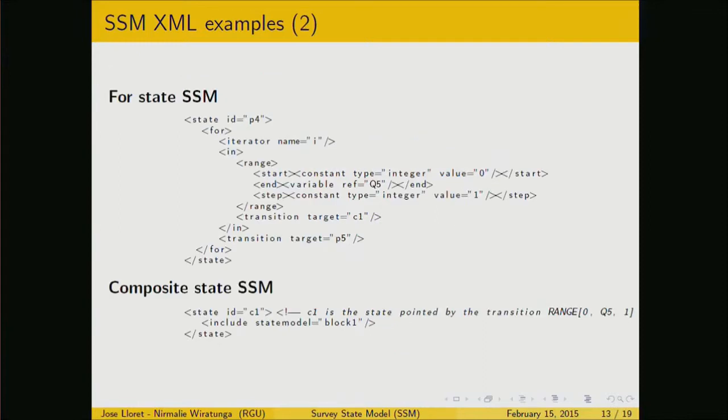In order to model the loops, we use a for approach, and it's based on a range. So we have a start, in this case 0, an end in question 5 because it's asking an open integer question, and the increment is by 1. If the expression is satisfied, we go to state C1. If not, we continue to another part of the state model. And the composite state is basically like a function in a programming language that allows you to call another state transition model and reuse different state models, even between different surveys.